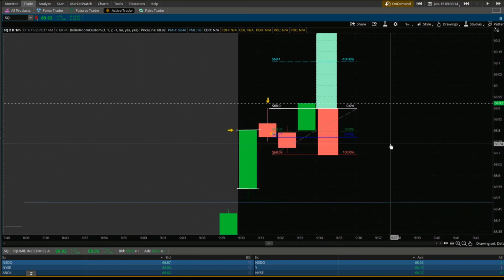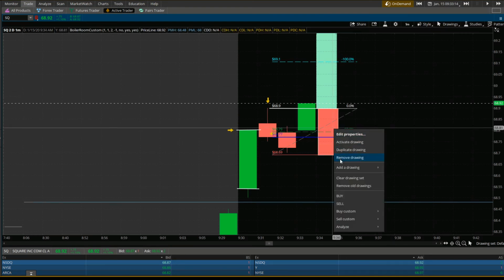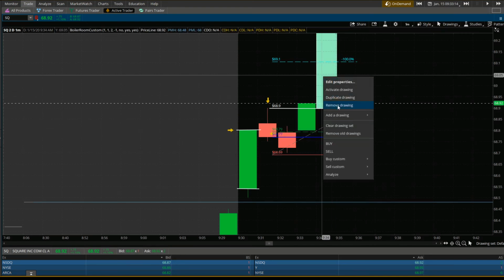Profitable traders are not always right, but they're right more than they're wrong. Nothing in the market works 100% of the time, but the idea is if your target is double your risk, you can make good money being right 50% of the time. So let me get rid of these boxes. Let's see how this plays out.